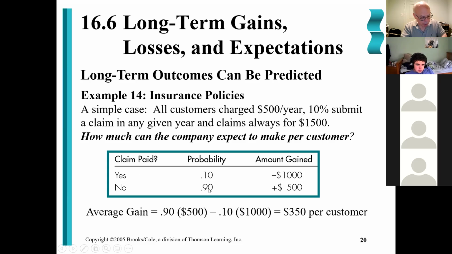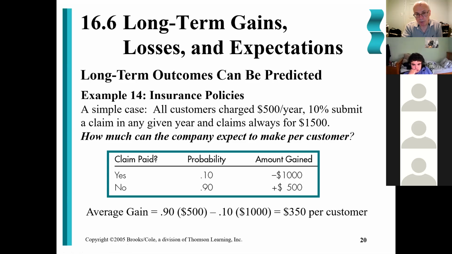Well, there's a 90% chance that there's no claim, and the company makes 500. So you multiply those two together. $500 times 0.9 is $450. So this is 450 positive dollars coming in, expected dollars coming in, minus 10% of 1,000, which is minus 100. So 450 minus 100 is $350 per customer. That is the average gain per customer.